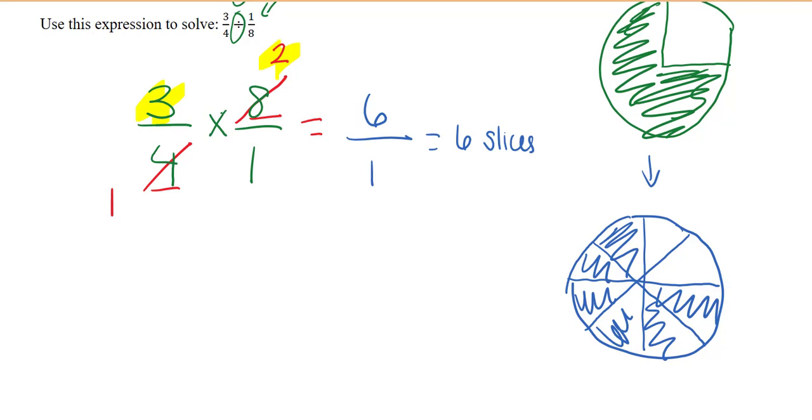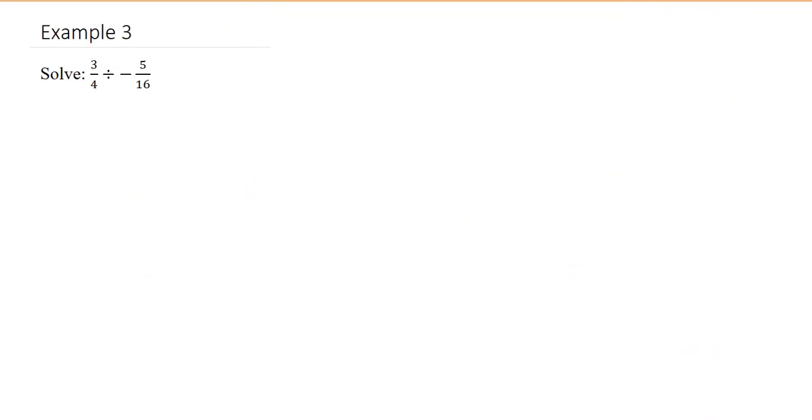So let's look at another example. So example 3. We're going to solve for the following. We have 3/4 divided by -5/16. So notice we have a negative sign, so that's different for this one. But everything holds the same. So we're going to go 3/4. We change the division to multiplication, and then we take the reciprocal of the second fraction. So we're going to go -16/5.